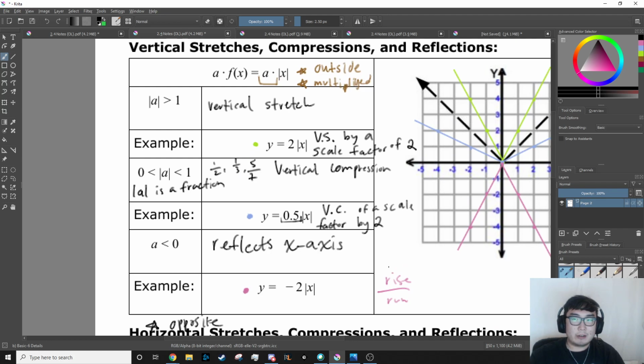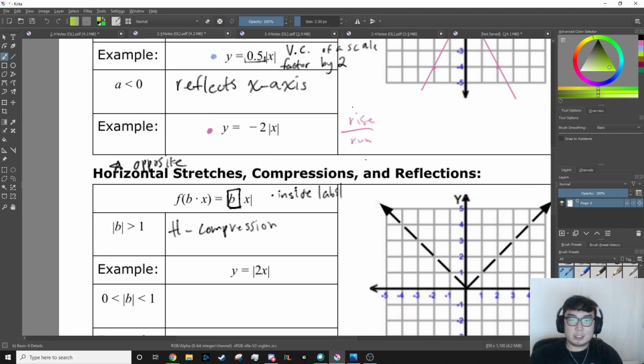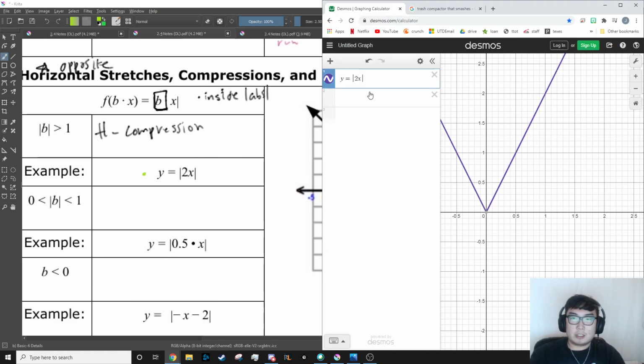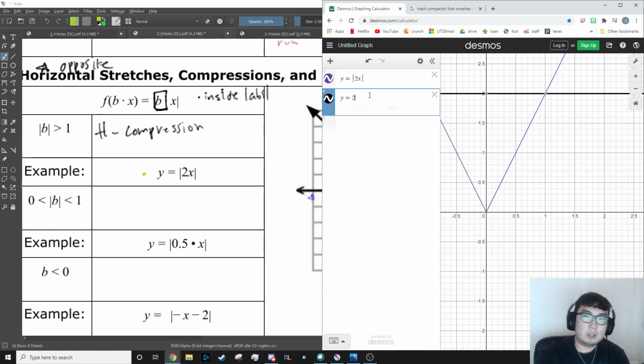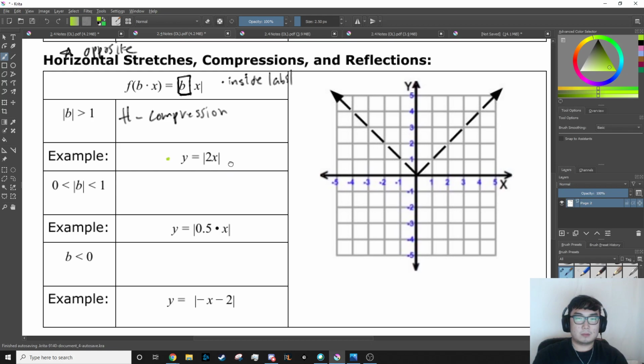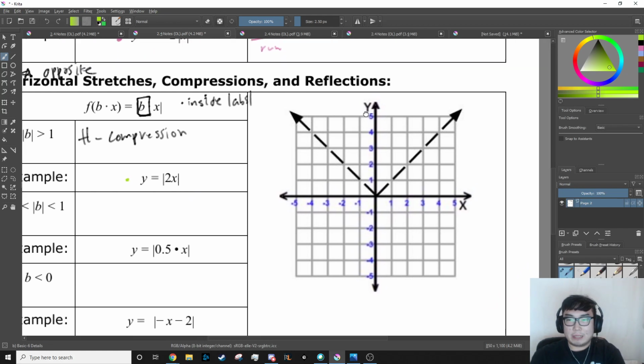This graph right here, my green graph, which I will write again. I guess it's like a yellow. And look at the difference between y equals 2 times the absolute value of x and the absolute value of 2x. They look very similar, because they're taking the same operations in a different order, but for absolute value and multiplying, the order doesn't matter that much. So I would just draw the same graph as I did before.